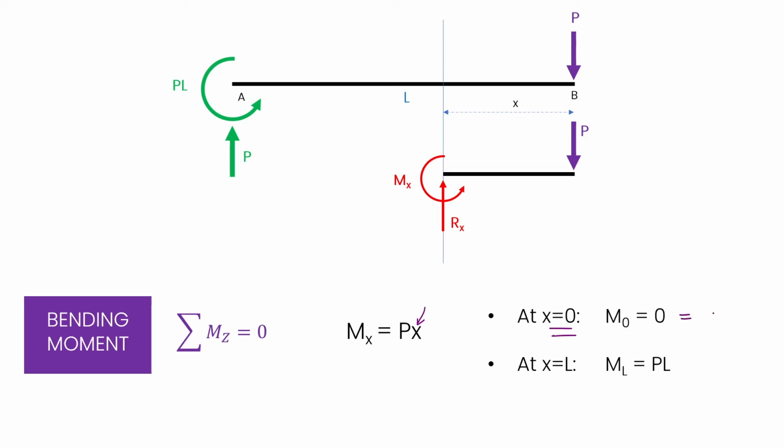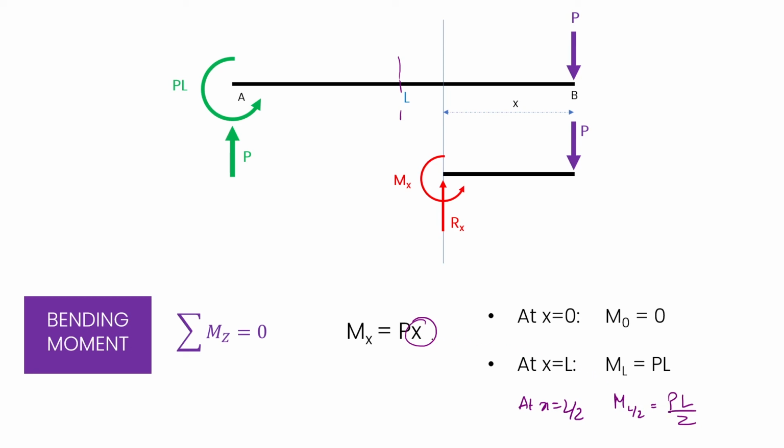Now this is the value at point B. So this is the point at which X will be 0. And if I change this X to the entire length, we move to point A. So at X equals L, ML will become PL. This is the point A. We can also find a value somewhere in the middle. So if we wanted to find a value at X equals L by 2, we could simply replace this X by L by 2 and we'll get a value at L by 2 being P into L by 2.